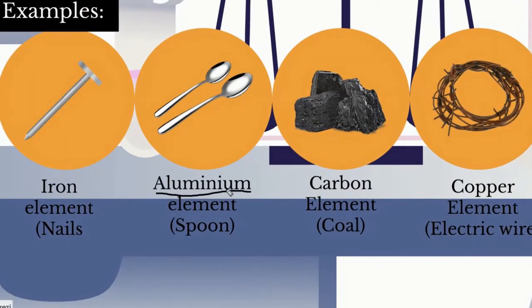You can find the element aluminium in a spoon. You can find the element carbon in coal, and you can find the element copper in electric wires. These are examples that show that not just iron is an element. There is aluminium, there is carbon, and there is copper.